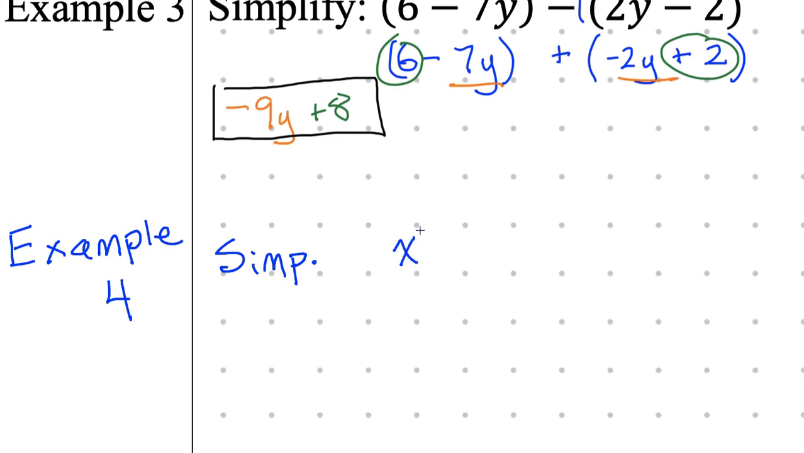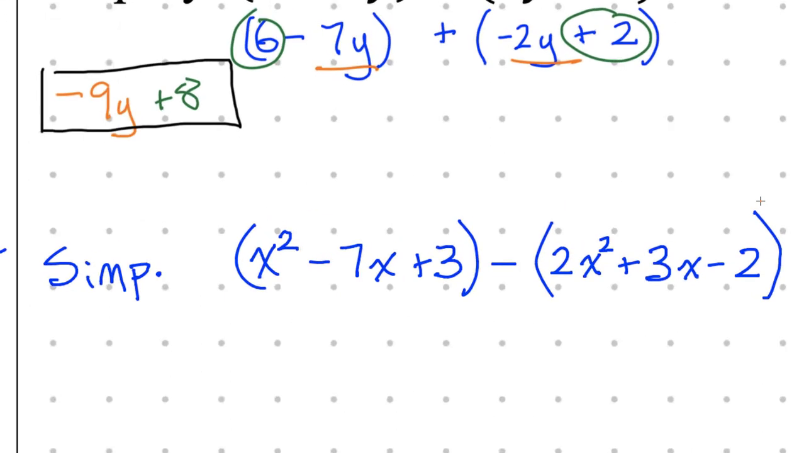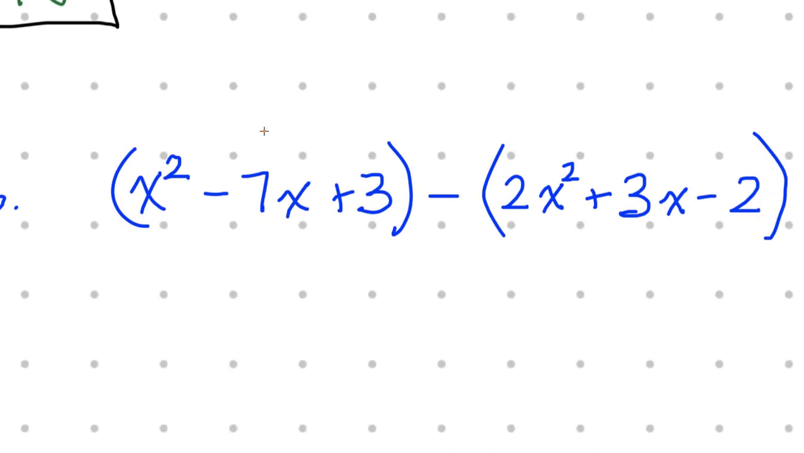Simplify x squared minus 7x plus 3 minus 2x squared plus 3x minus 2. So this is a polynomial with 3 terms, a polynomial with 3 terms. I'm going to subtract, but if I see a subtract sign, I know what to do right away. Can someone walk me through what to do?